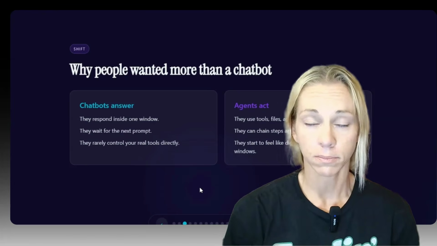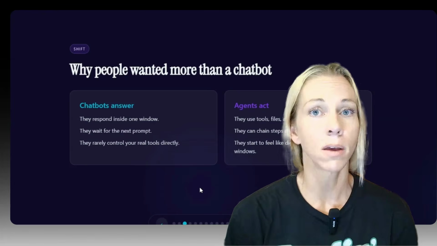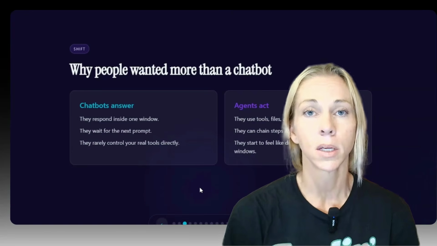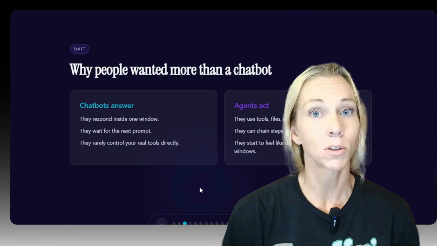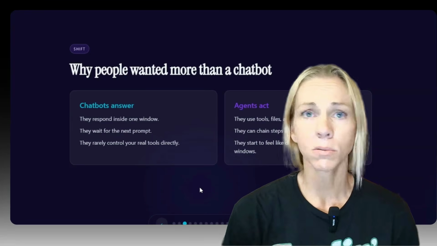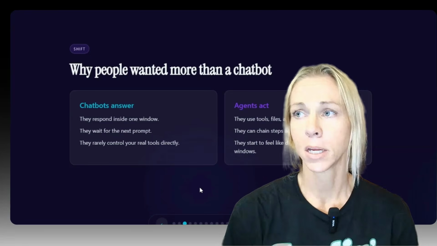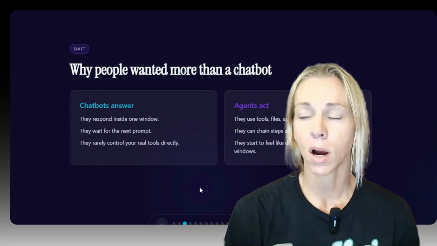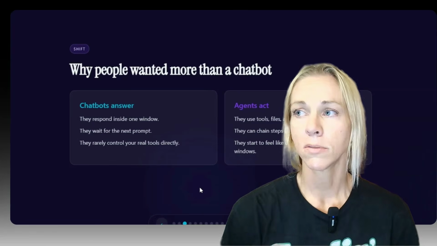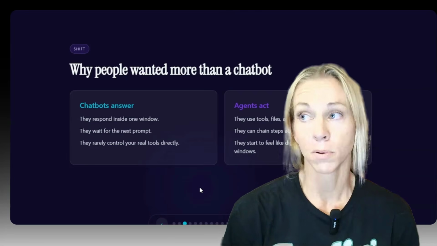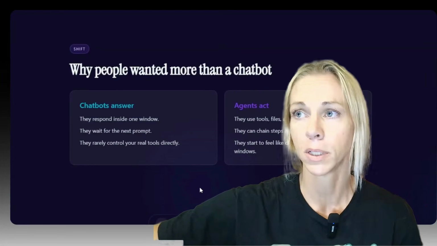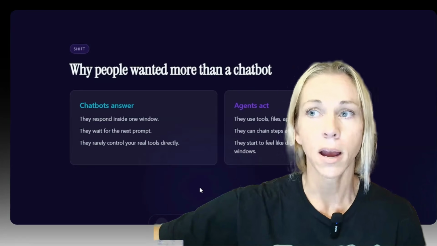Now, agents, which is what OpenClaw is, and there are others, there's Hermes and some other ones that are coming out. Some people are building their own custom agents with these coding tools that we have now. But these agents, they use their own tools, files, apps, and memory. They can chain steps across multiple tasks or multiple projects. And it starts to feel like a digital operator. It can become a digital operator, and it's not just a chat window. They're actually completing tasks on your behalf.